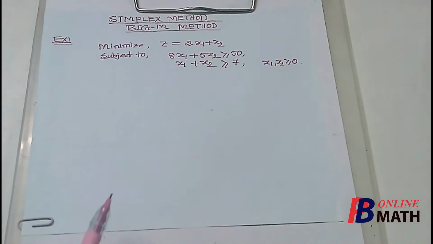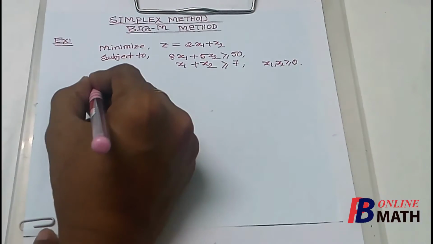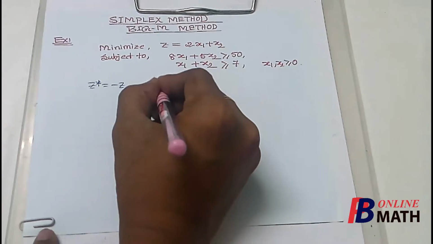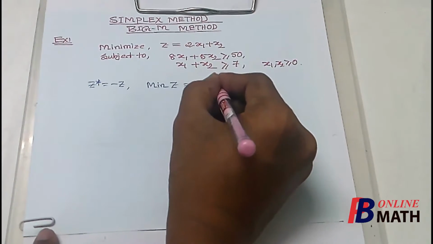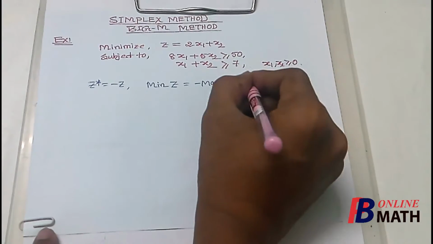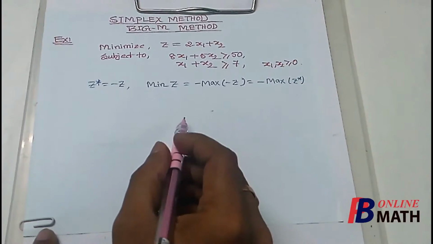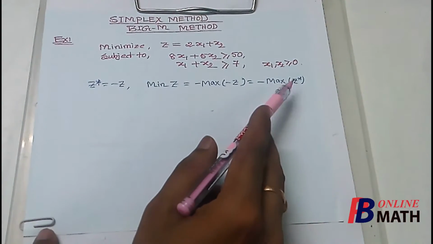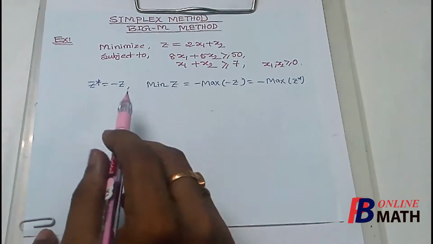or equal to 0. Now to solve this problem, we first convert it to a maximization problem. For that, if we replace z star equal to minus z, then we know that minimization of z will be minus of max of minus z. That means minus of max z star. So instead of finding minimization of z, we shall find maximization of z star, and after that we shall multiply it by minus 1 to get the minimum value of z.